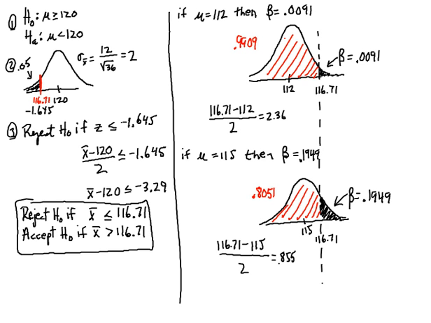Okay, as the real population average changes from 112 to 115, the probability that I will accept the null hypothesis under those conditions is going to be greater. The closer and closer the population average gets to 120, the harder and harder it will be to reject it based on a sample of size 36.